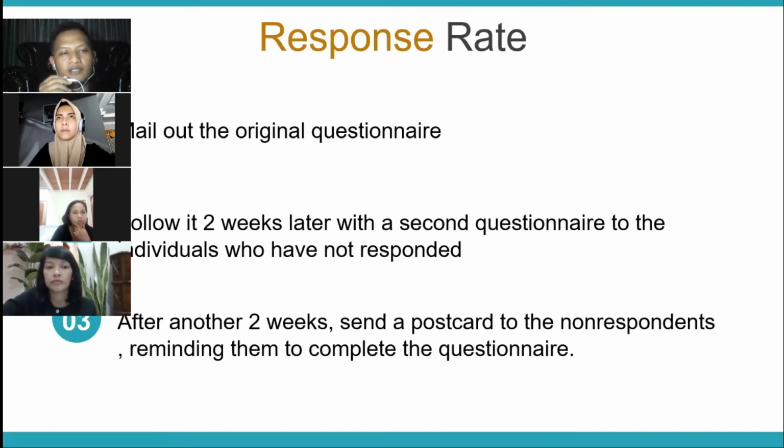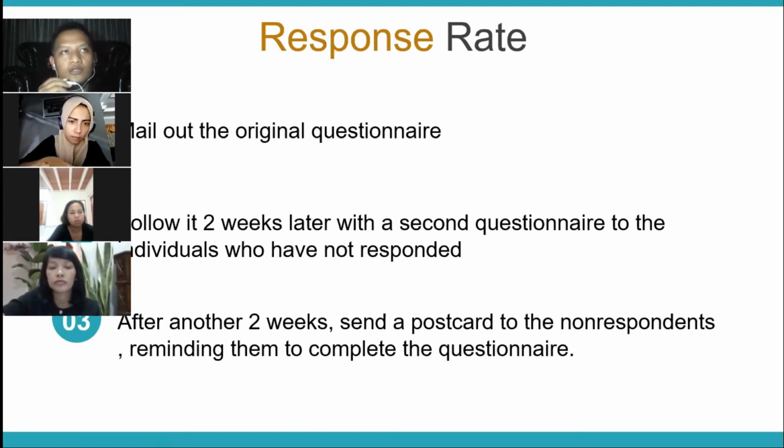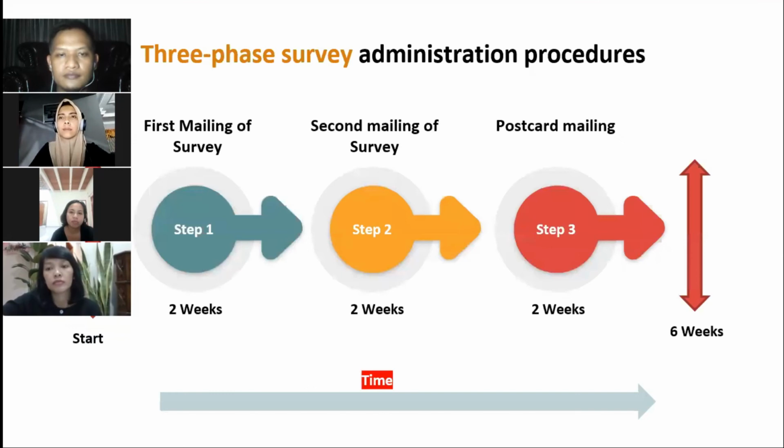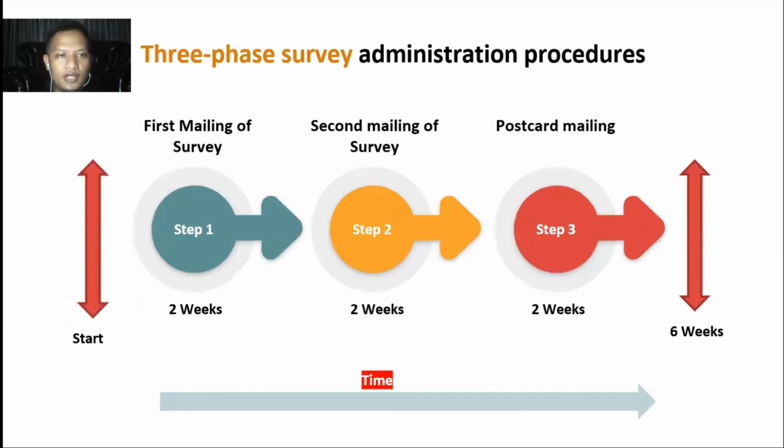After those 2 weeks, if they still do not respond to our questionnaire, then we need to deliver the postcard containing the questionnaire to their own address. By having this real mail, they will be able to answer, and they have to answer our questionnaire. This is the chart of the three-phase survey administration procedures.